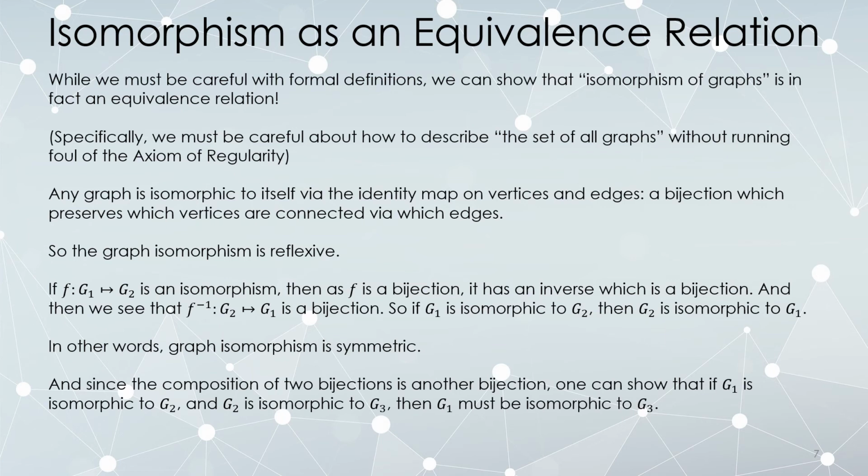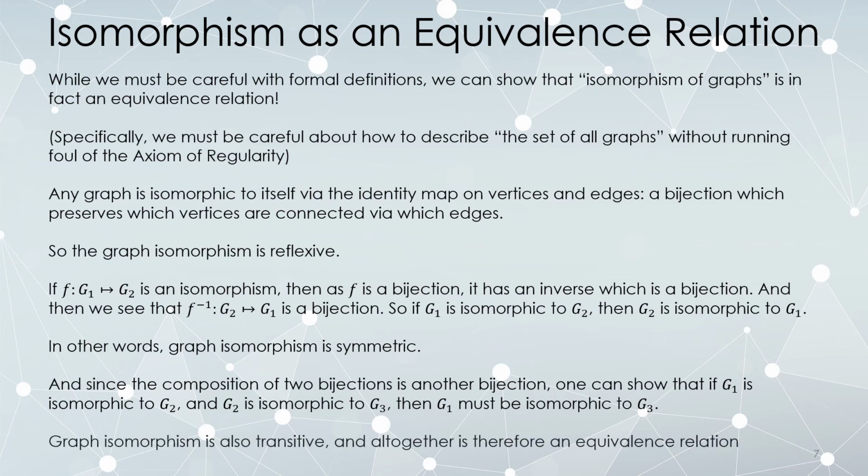And finally, the composition of two bijections is a bijection. So if G1 is isomorphic to G2 and G2 is isomorphic to G3, by composing the two isomorphisms together, G1 is isomorphic to G3. AKA, two graphs being isomorphic is a transitive relation. So altogether, saying two graphs are related if they are isomorphic is a reflexive, symmetric, and transitive way to put a relationship between graphs, which makes it an equivalence relation, with this hanging asterisk about specifically how we describe the set of all graphs. But loosely speaking, okay, we can talk about isomorphism as an equivalence relation on graphs.